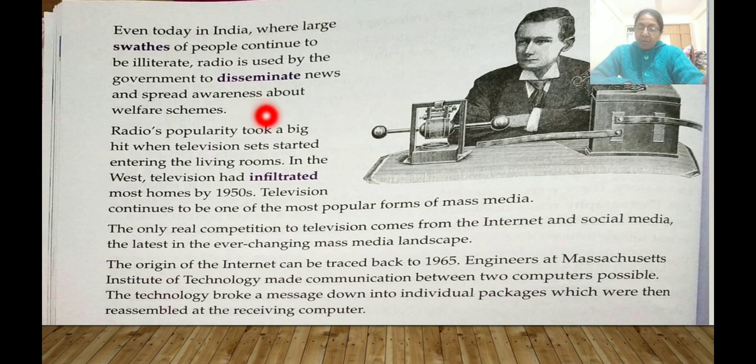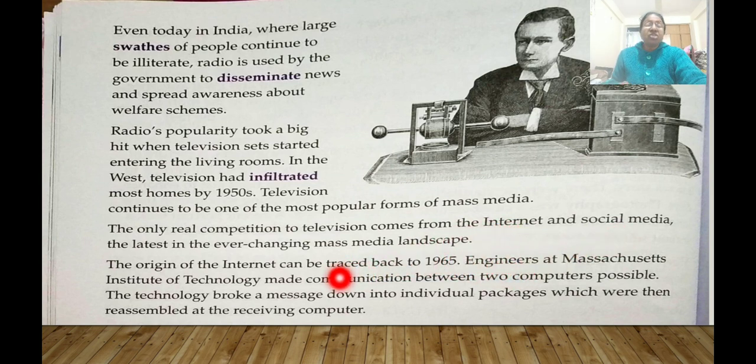When did the radio's popularity take a big hit or setback? The radio's popularity took a big hit when television sets started entering the living rooms. So when did TV infiltrate most homes in the West? In the 1950s. What is the most popular form of mass media today? TV, of course. What are the real competitors to television? The real competitors to television are the internet and social media.